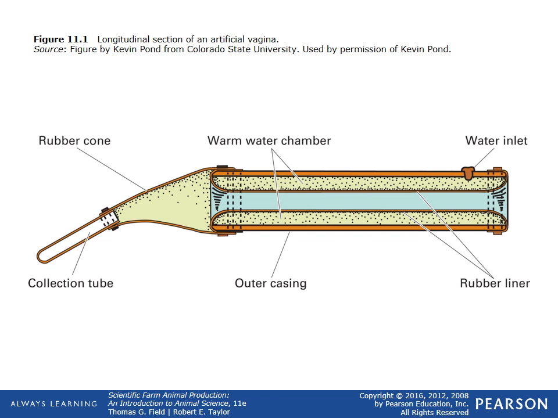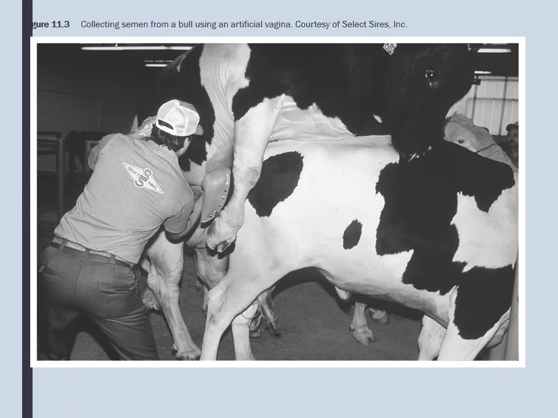Here's an example, a longitudinal diagram of an artificial vagina. You have a collection tube at the left end of the screen and a water bath and a rubber liner, which you would insert over the bull's penis in order to collect the donation. Obviously, this guy at Select Sires is really enjoying his job. You see the jumper bull there in the bottom and the bull that they're collecting on the top.